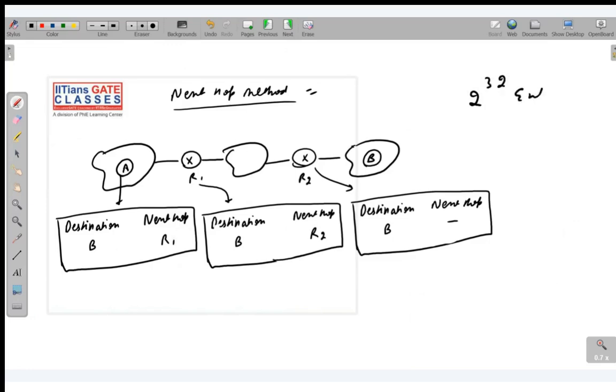That is 2 power 32 entries, and managing these entries is very difficult. You have to manage 4 billion entries. Each and every router will have these entries, and each and every computer also has these entries. That is not possible. So the next advancement was made.